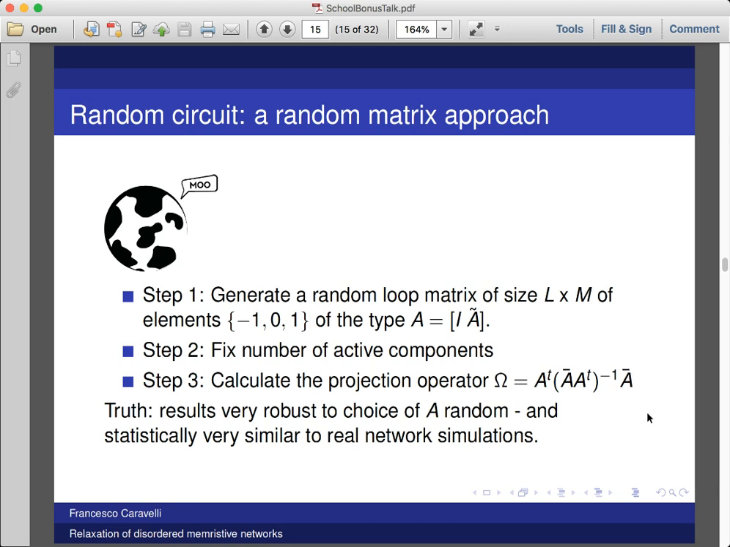Okay. Usually, in order to be consistent, you need to make sure that this is actually a real graph, so you need to make some extra assumptions. But let me skip these details for now. So for now, this is just a random matrix, okay, of size L by N.